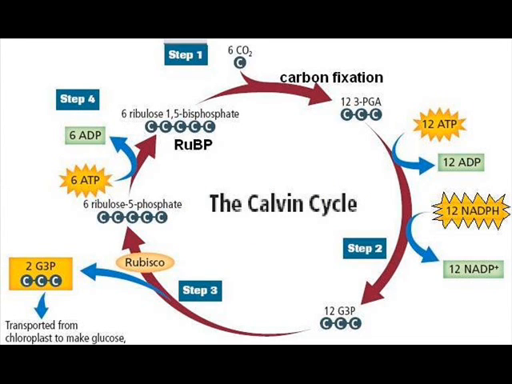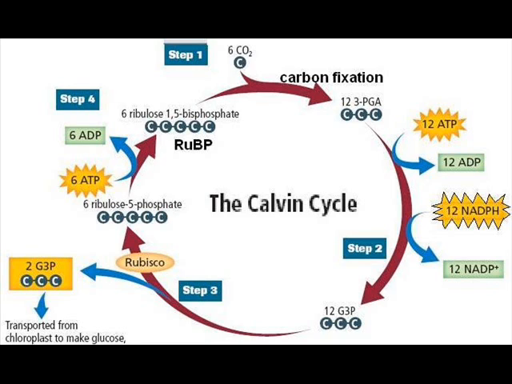So now we are out of the thylakoid membrane. We are in the stroma, or the liquid part. The Calvin cycle takes place in the stroma, as I mentioned before. The Calvin cycle has 4 steps. That's the simplest way I can break down the Calvin cycle.